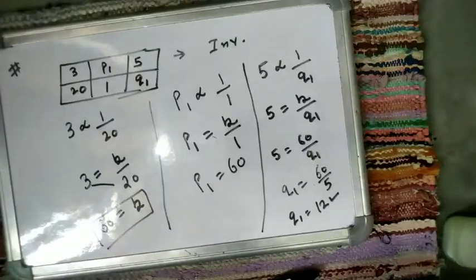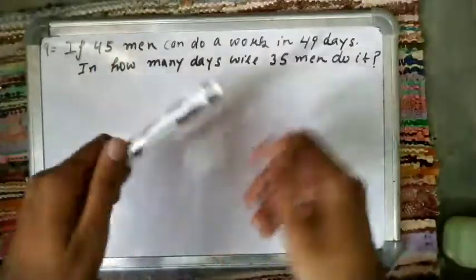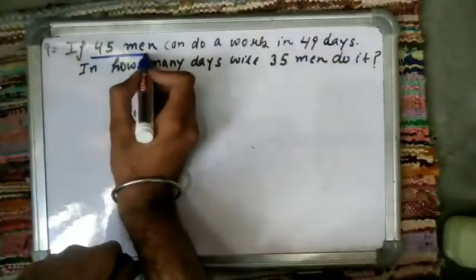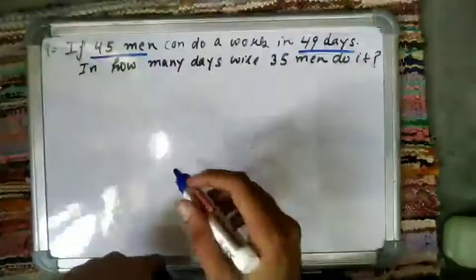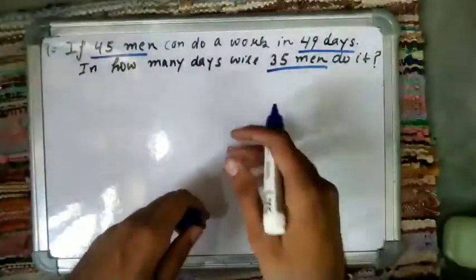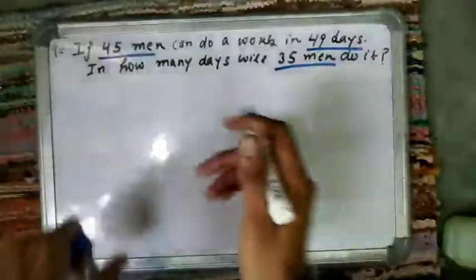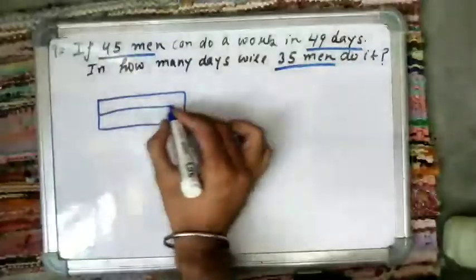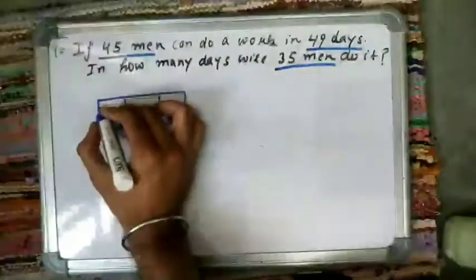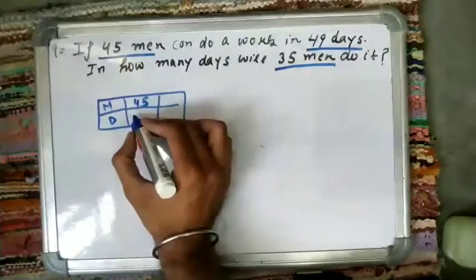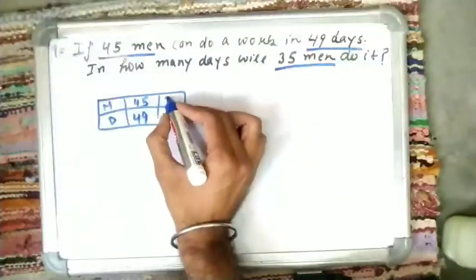So next question we will do. The next question is: if 45 men do a work in 49 days, then how many days will 35 men take to do it? So we will make a table. The table is very simple. We have two columns, that is men and days. First row is 45 and 49, second is 35.